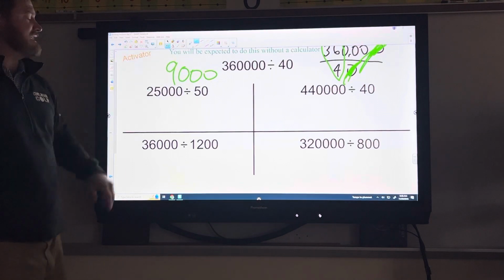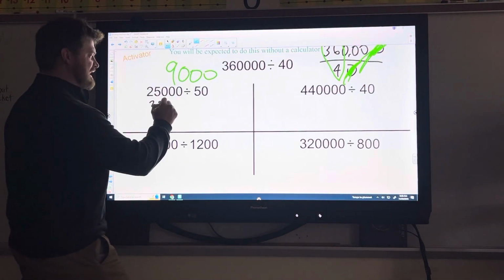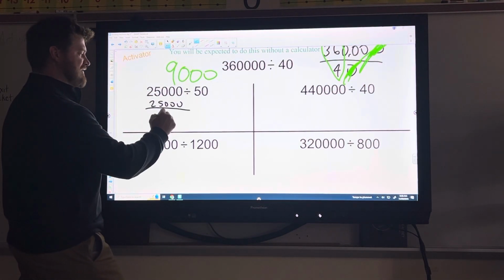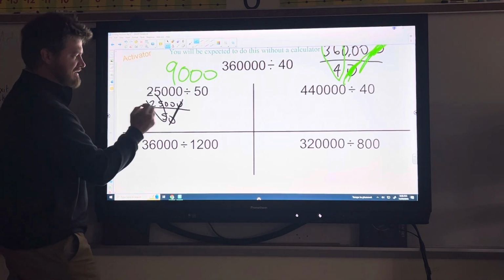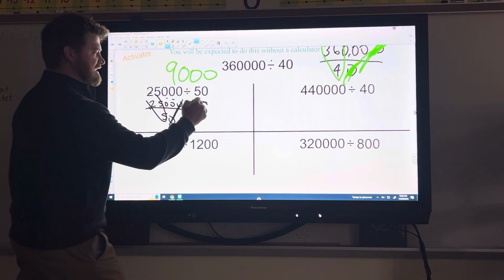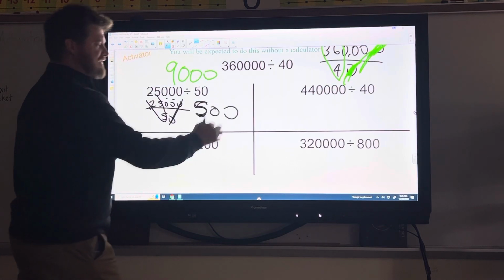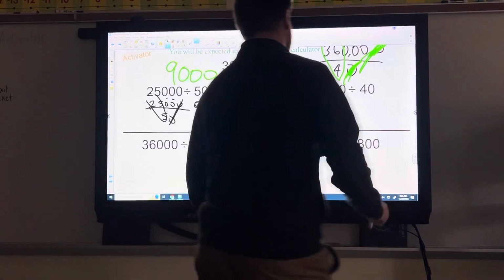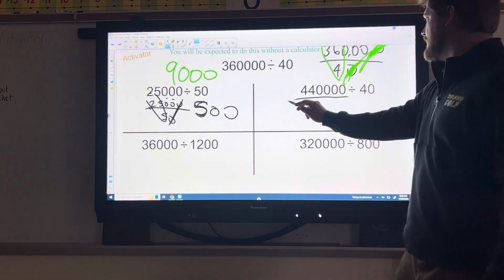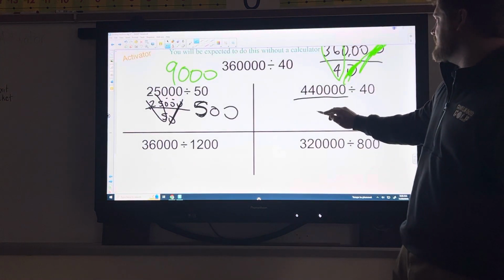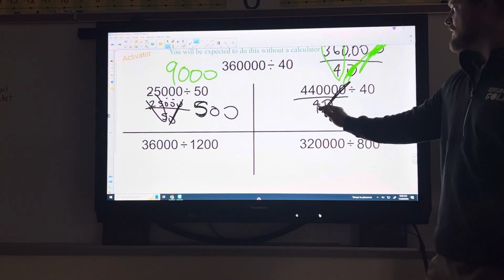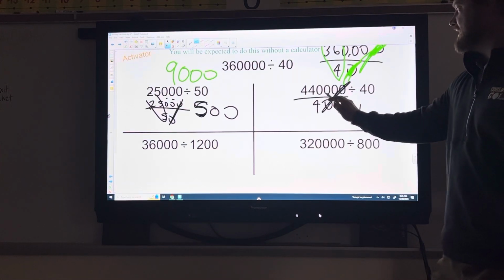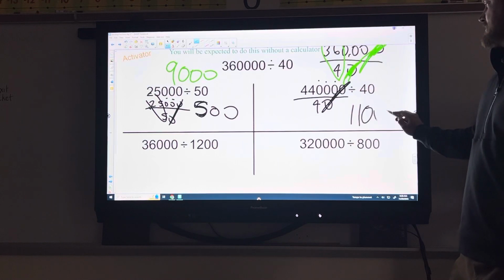All right, stack them and divide. We have 25,000 divided by 50. 1 pair of zeros cancel out. 25 divided by 5 is 5. And you add the 2 extra zeros to make that 500. Next one, stack them up. 440,000 divided by 40. 1 pair of zeros cancel out. 44 divided by 4 is 11. 3 zeros making 11,000.